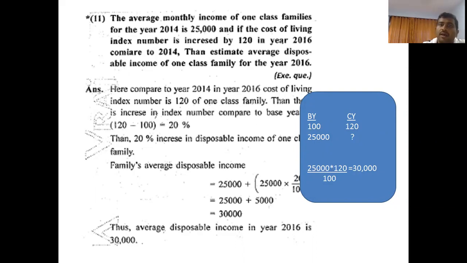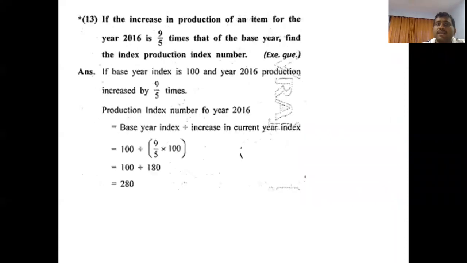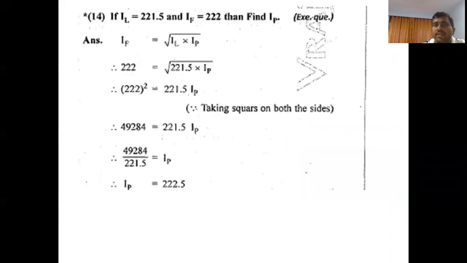Clear? Now, one more sum was there that I had not told you to do. This is for self-study. In homework, you have to submit this also. Okay, if any doubt, you can ask me. IL is given to you, IF is given to you. You have to find what? IP. Okay.